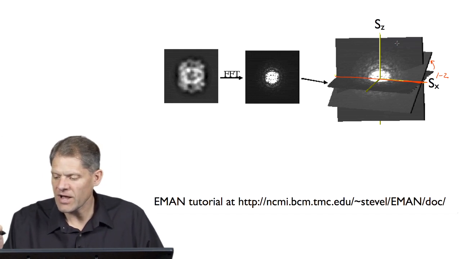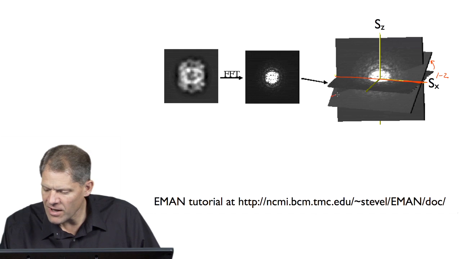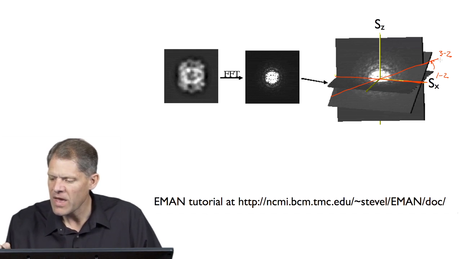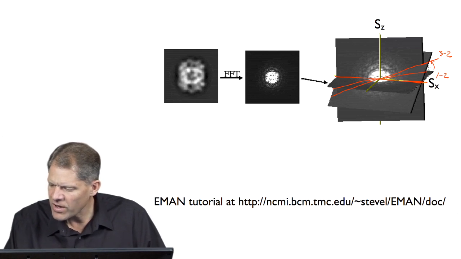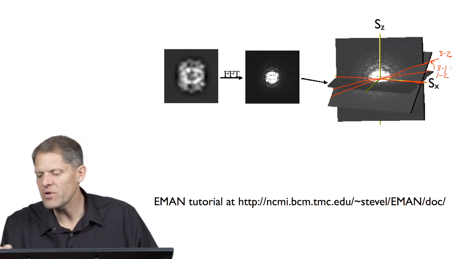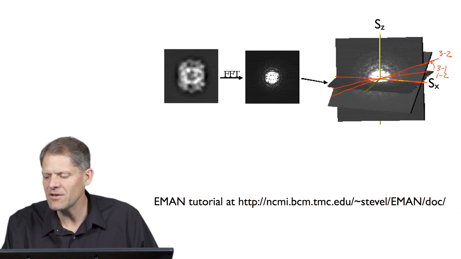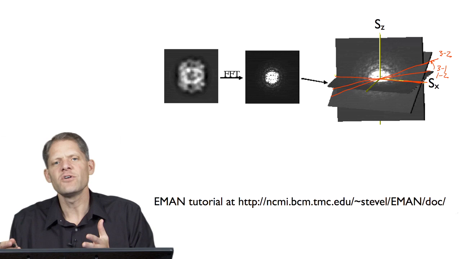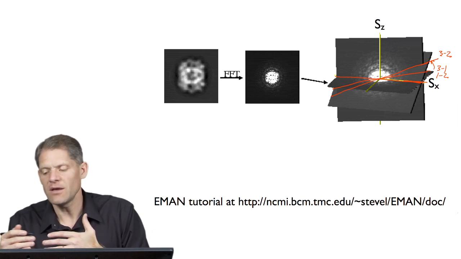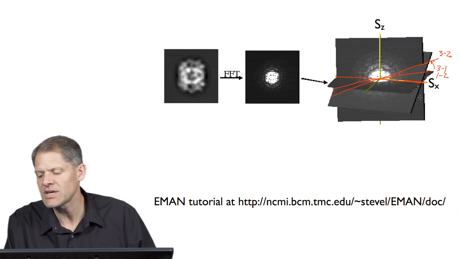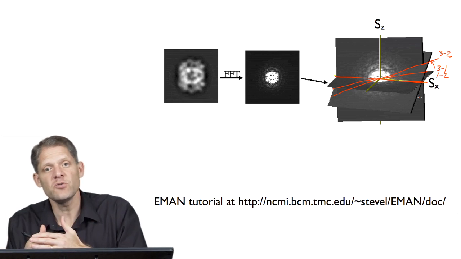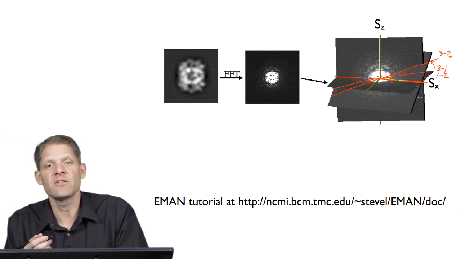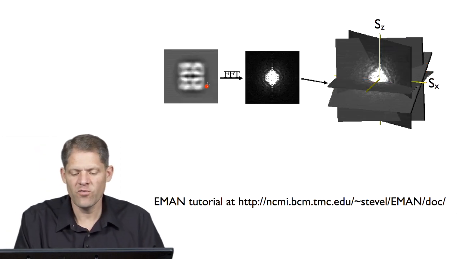Now, given the third class average, we can find the common line that the third class average has with the second, so this is 3 versus 2, and we can also find the common line that the third transform has with the first transform, 3 versus 1. And now we have enough angular constraints to reveal the correct orientation of all three cross sections. There's only one way that each of these three central sections could cross through each other with these particular common lines. And then we move on to the fourth class average.